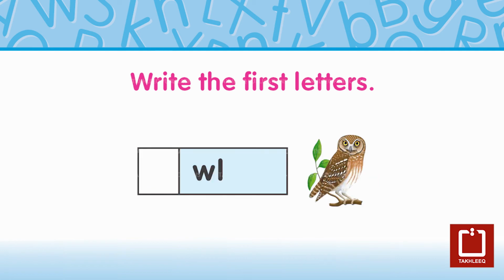Here we see the picture of an owl. Here is written dash W L. The first letter of owl is O. So we write here O.